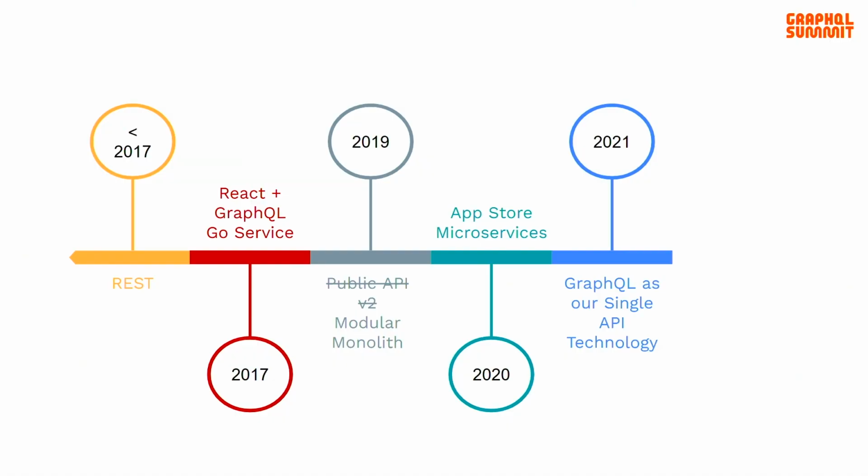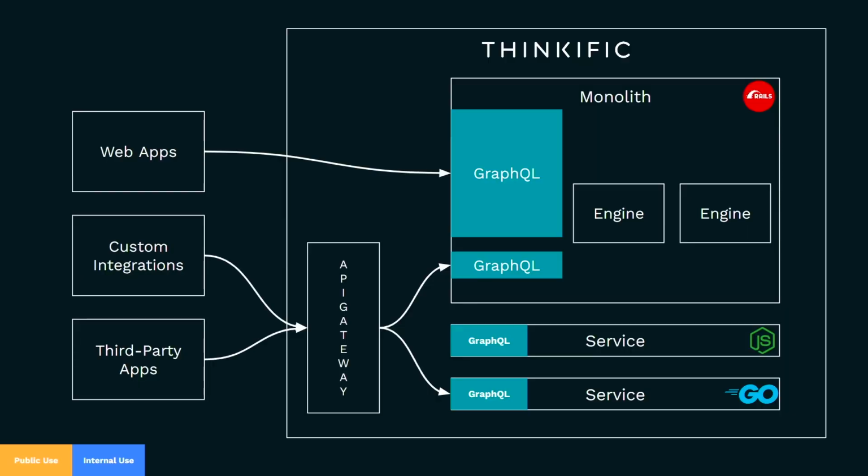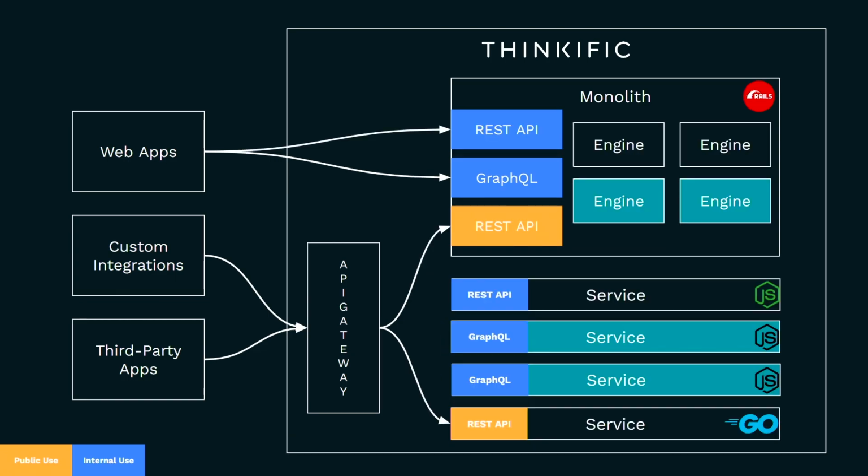So then in 2021, we decided as a company that GraphQL is our single API technology. We are not only talking about the internal APIs, because that was already happening, we are talking about a new public GraphQL API that we're going to build. But what does that mean? Is everything GraphQL? Are we talking about a private and internal GraphQL API and a public GraphQL API? But there was one more thing.